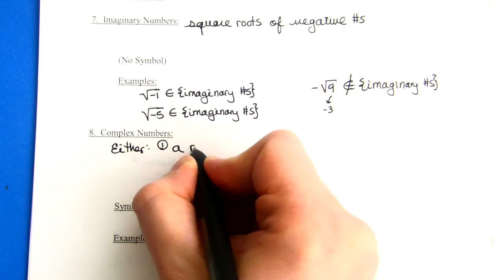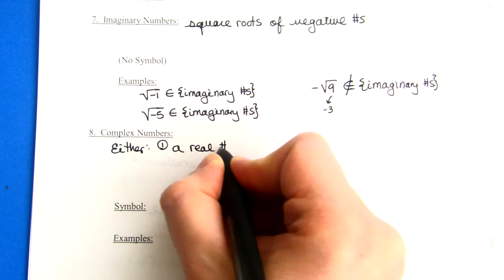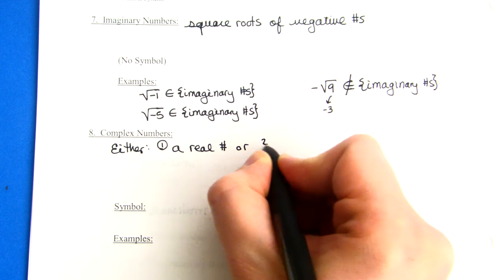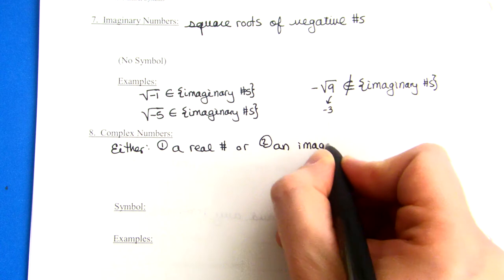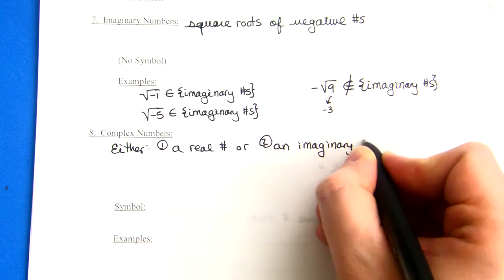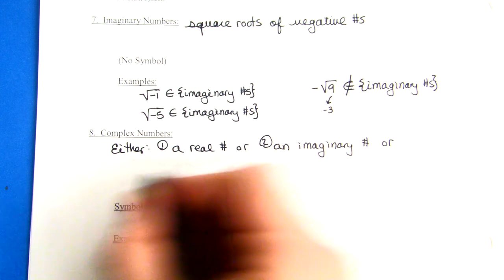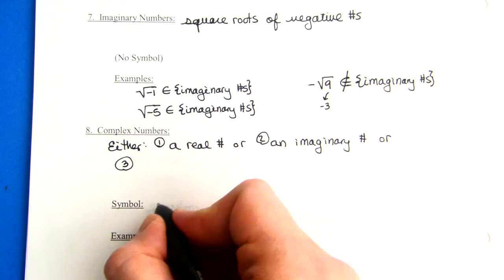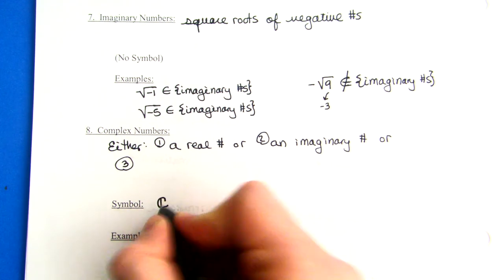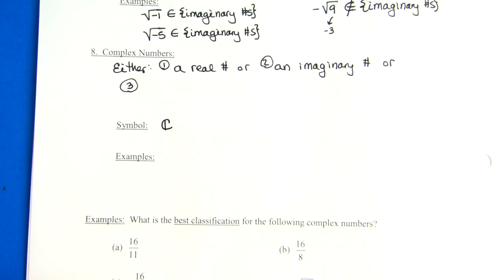a real number or an imaginary number or, I'm not going to tell you the third one yet. We'll figure that out in a moment. Get that copy down, please. We do have a symbol for the complex numbers, and it is the obvious symbol. We're just going to use a C with a double stem over there.